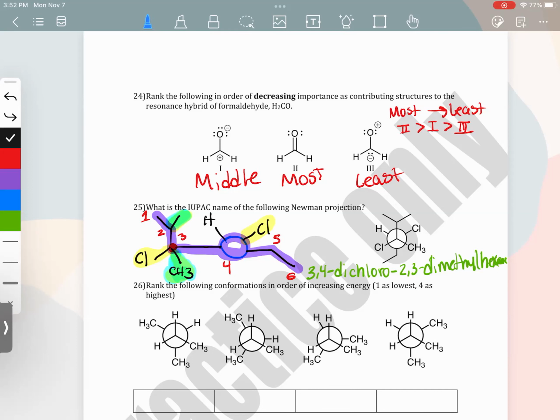Scientists came up with these names way before we started learning them. So why they have certain IUPAC names, I'm still trying to figure that out in some cases. All right.